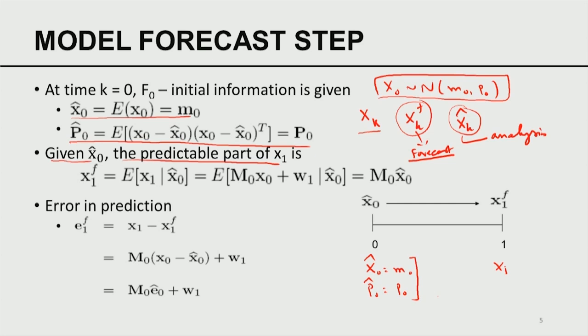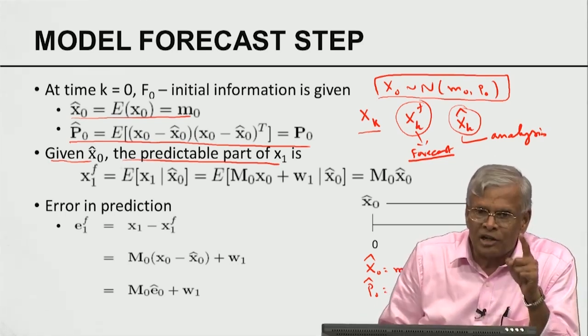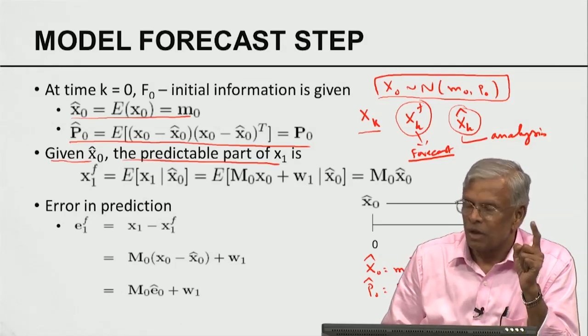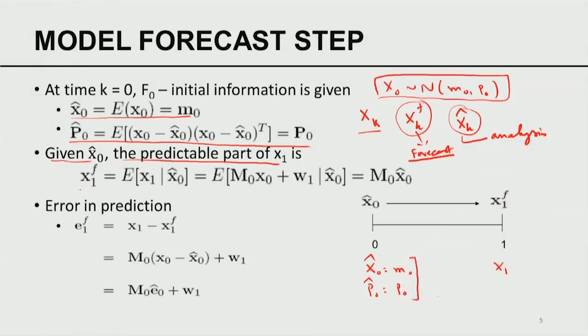Therefore, what is it I am going to define now? Again, I want to bring out one more fact. When we did the mean square error estimate, what is the theorem we have proven? Within the mean square error analysis, the best estimate is the conditional mean. We have already shown that. Therefore, I am going to want to create x1f. Please understand my notation. What is x1f? x1f is the part of the forecast of the state at time 1 that I have control over. That is the predictable part. And that is equal to the conditional expectation of x1 given x0 hat. What is x0 hat? X0 hat is the information about the initial state.